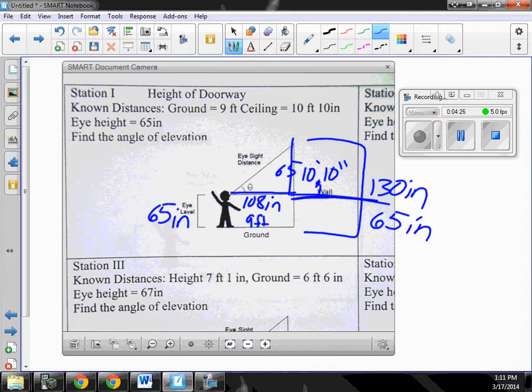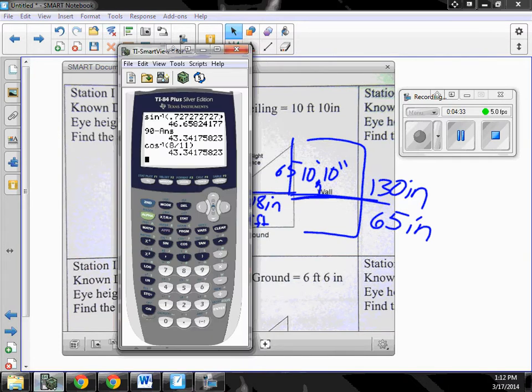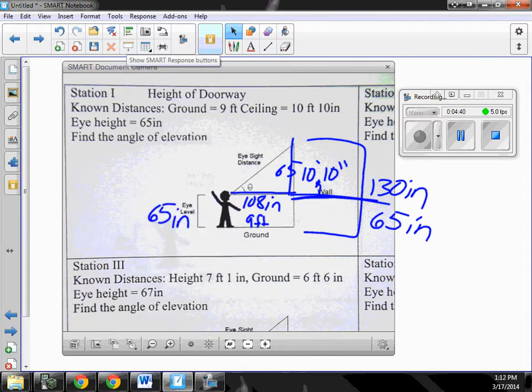What trig function am I going to use? The tangent. So tangent inverse of 65 over 108. And before I push enter, what do we expect our answer to look like?